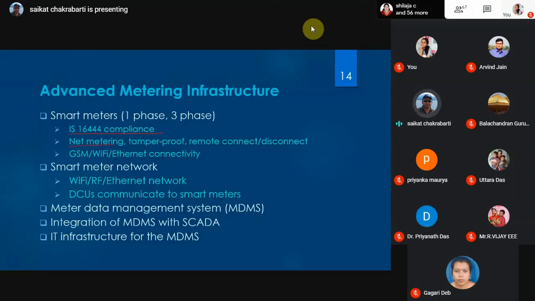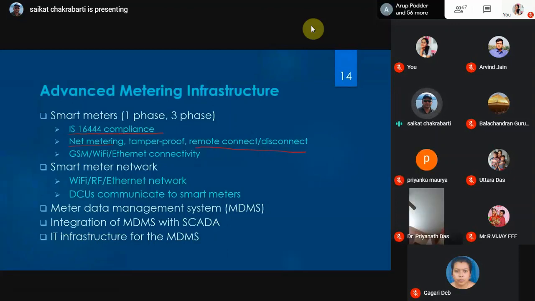This is a very important feature of smart meters. Something interesting happened a couple of months back in one of the utilities in North India. We were part of the investigating team. Due to some faulty protocols or procedural problem in the AMI, one employee could disconnect a few lakhs of meters. So that was a big problem.